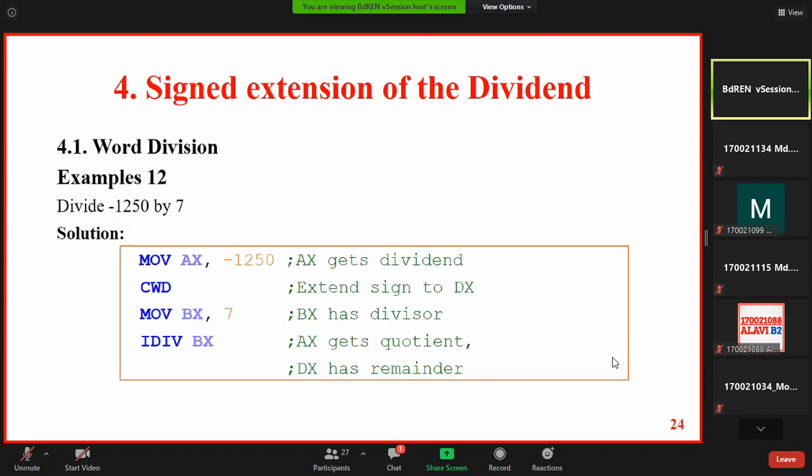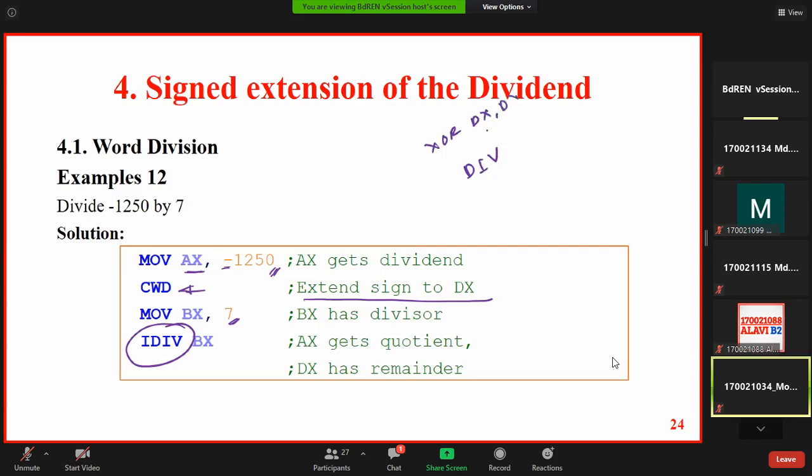So here is the example. Let us say you have 1250, and you want to divide that by 7. So what you need to do after writing MOV AX, as you are having minus, and also it can be plus, is that this sign should be extended to DX if you want to use IDIV. Is it clear to you? If you want to use DIV, then you need to XOR DX, DX, so that DX will be clear.